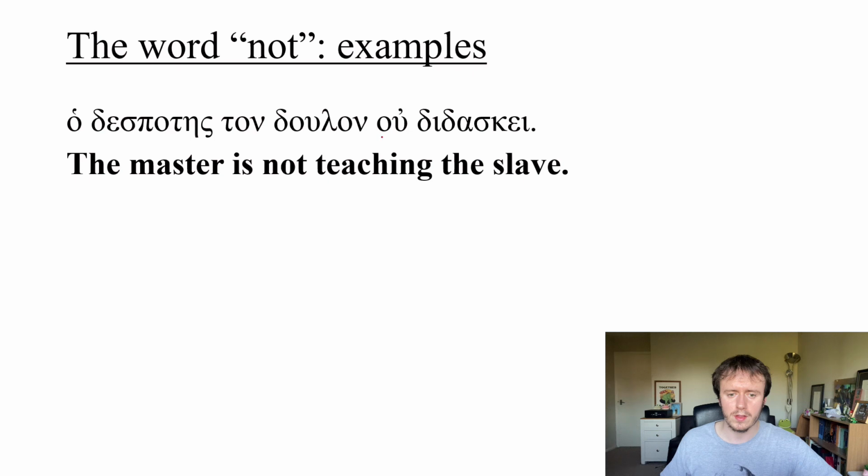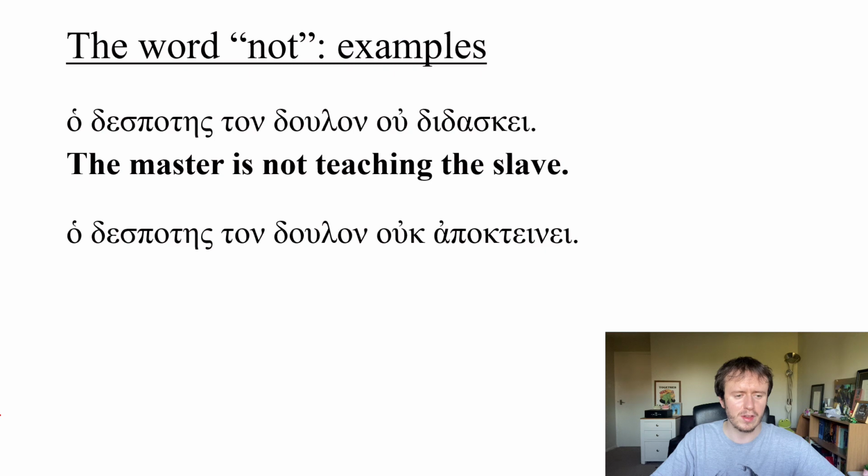And you can see that we've used the form ou rather than ouk or ouch, because the next word begins in delta, which is a consonant. Since a consonant is used, the word ou is used, the basic form. Let's now look at a sentence which uses another form of ou.